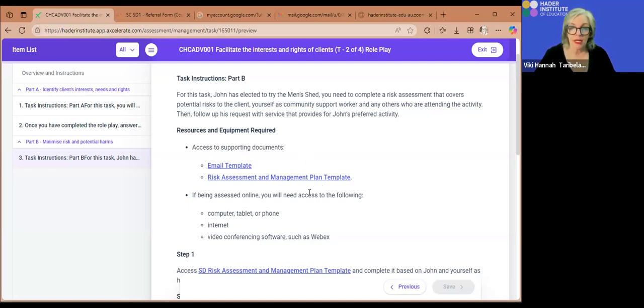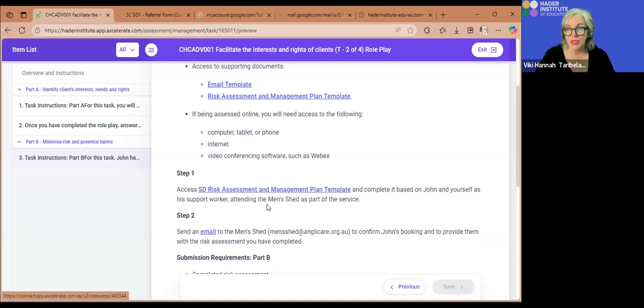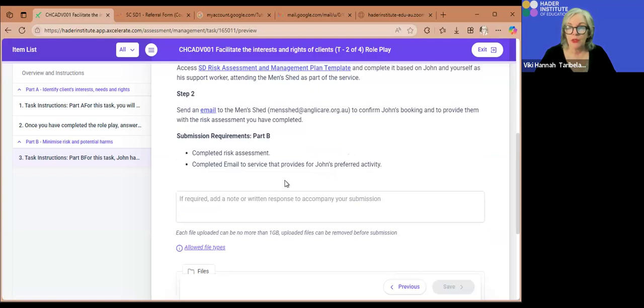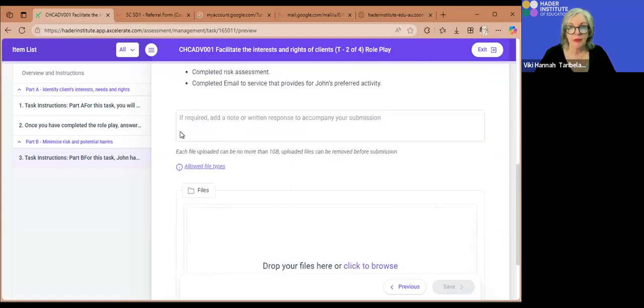So they're your tasks. Step one is that you will do the risk assessment and management plan, and you'll fill that in on that template. Then you will send the email to the men's shed, and it gives you the address for the men's shed there. You already have John's name, it's in the scenario. You'll have completed the risk assessment, and you'll have completed the email. And if you need to, you can add some extra information in there that you've explored.